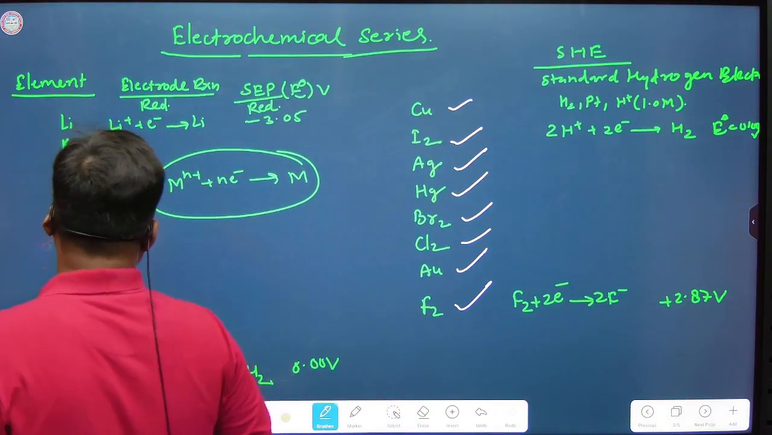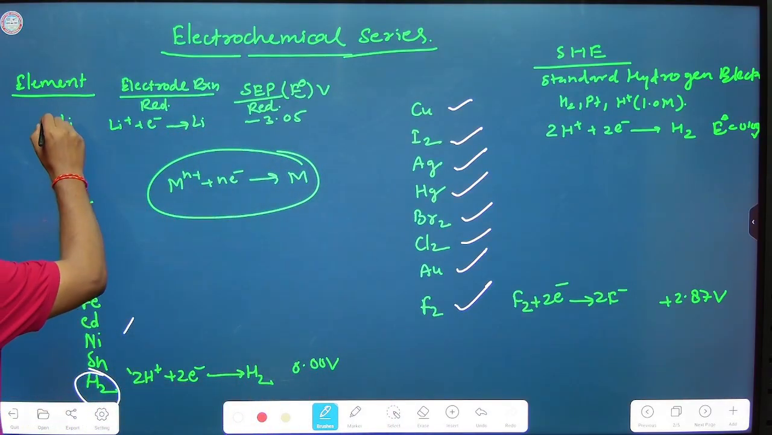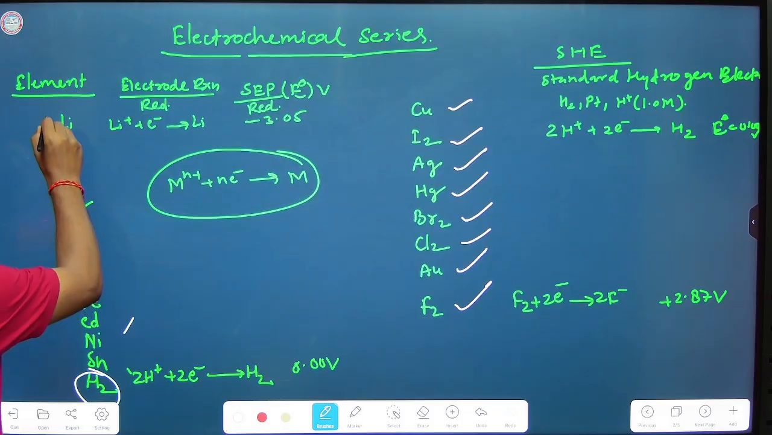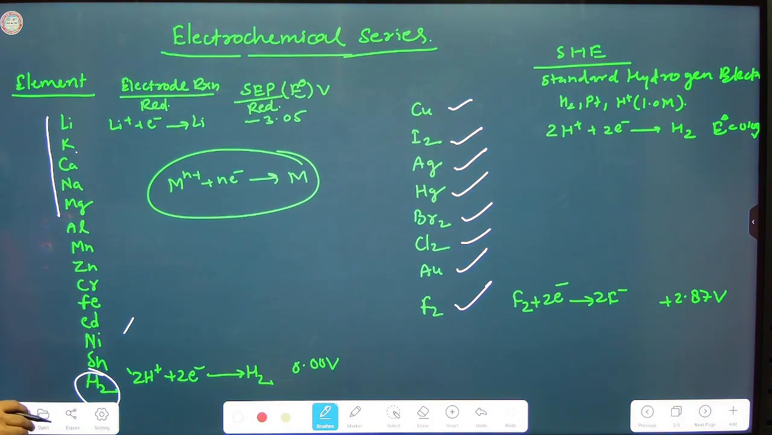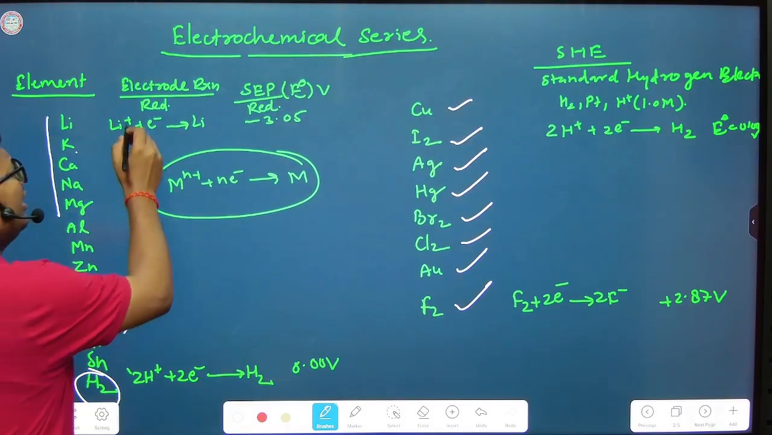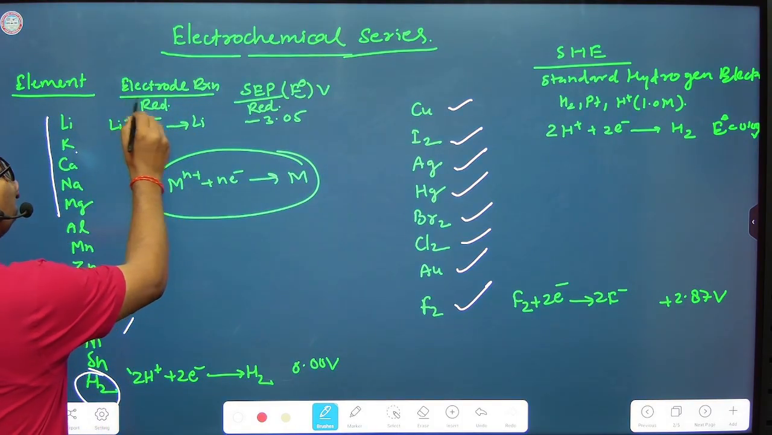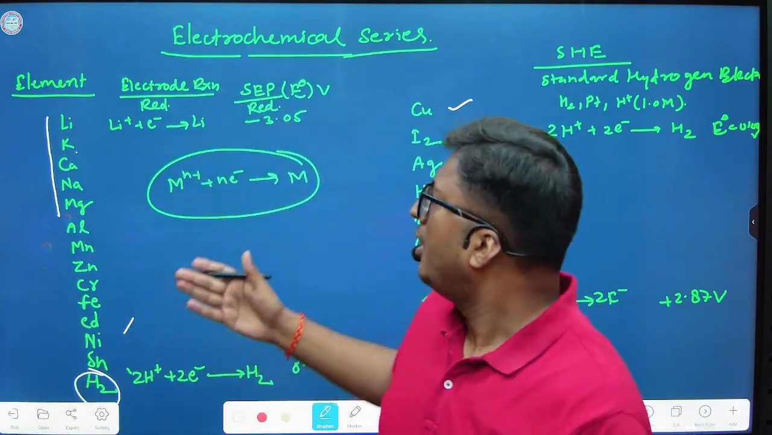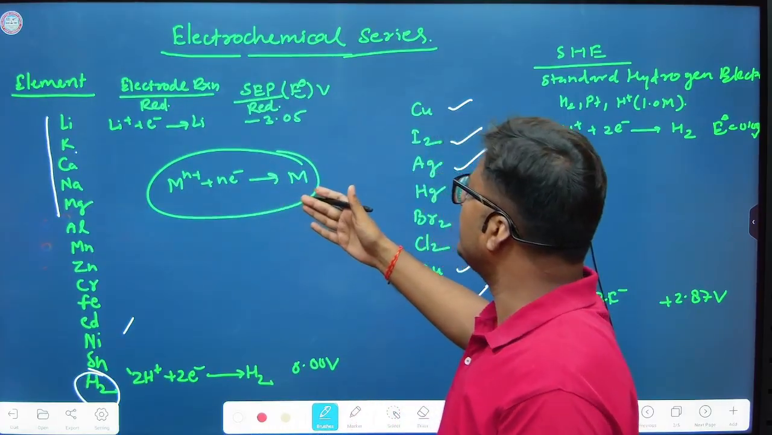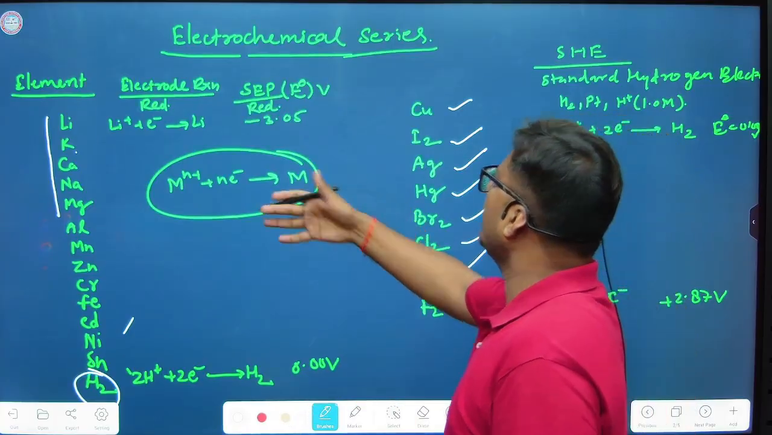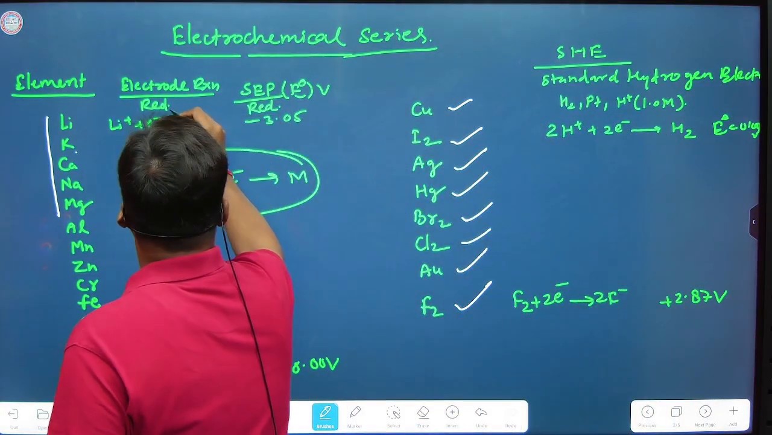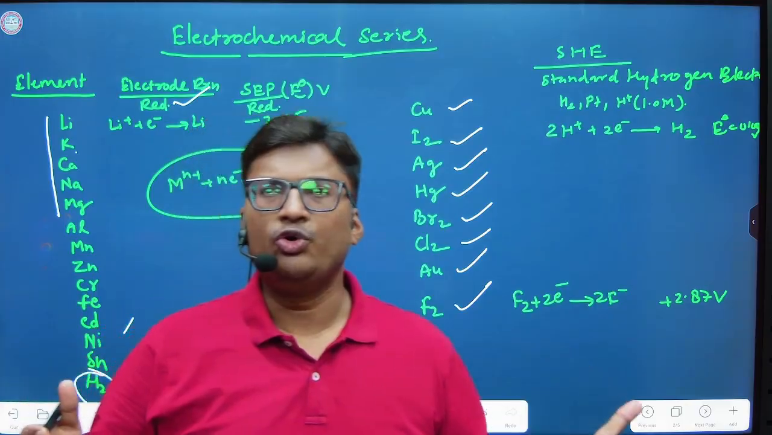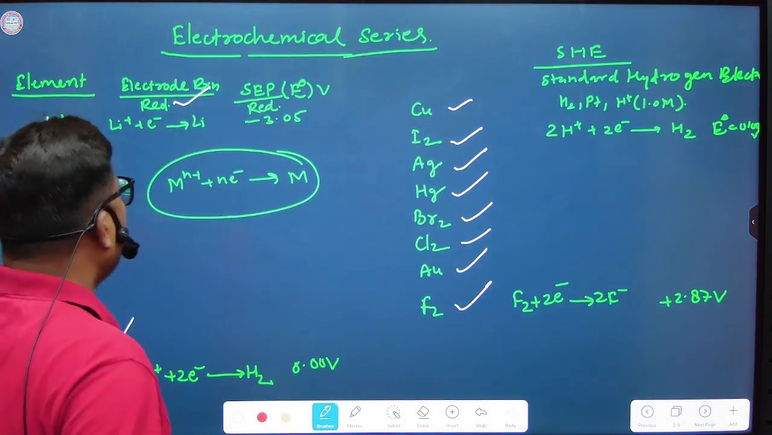So what happens here? Lithium, potassium, calcium, sodium, magnesium, they are alkali and alkaline earth metals, right? Here the second column is electrode reactions. Electrode reactions means redox reactions, half cells, that is reduction reactions. Suppose all elements show their reduction, and the reduction looks like that.